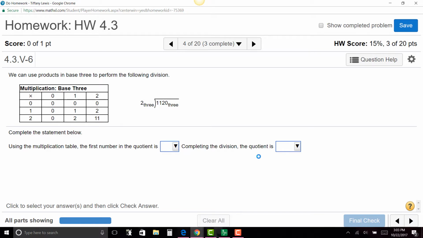And basically, number 4 is asking us to find what is the quotient, and then what is the first number in the quotient, what is that? Complete the division. So the first number in the quotient would be what here? And this is in base 3, what times 2 in base 3 would get us close to 11? That would be 2.